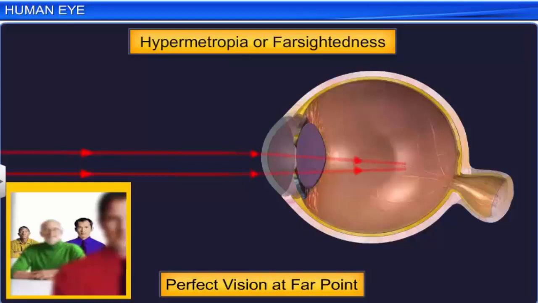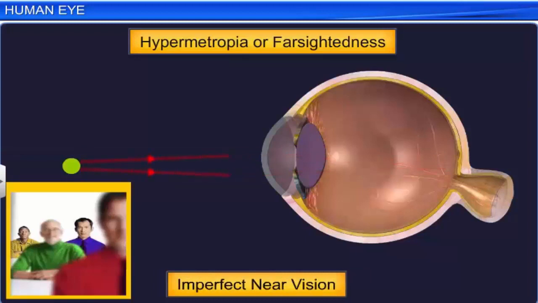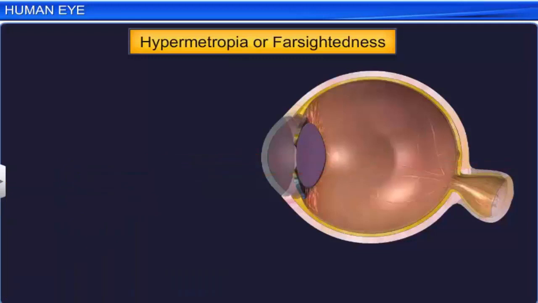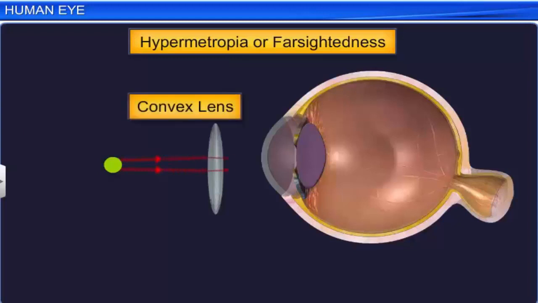When a converging lens of suitable focal length is used to rectify either presbyopia or hypermetropia, the image of the object is formed at the near point of the person. For example, let us find the power of the corrective lens used by a person suffering from hypermetropia with near point at 2 meters.